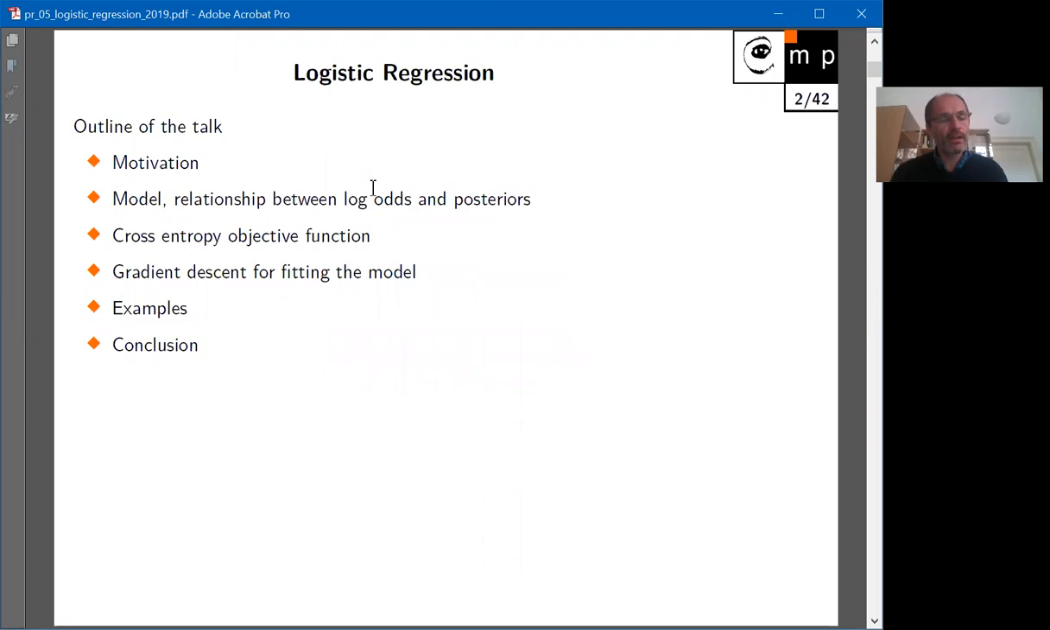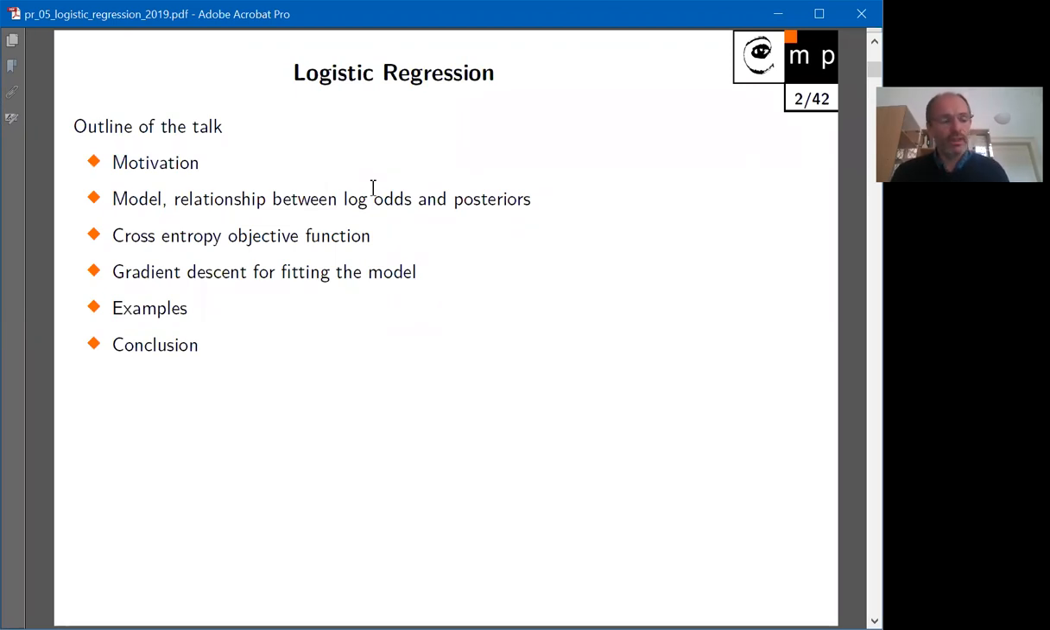So first we'll start with motivation. Why, what are the assumptions, how logistic regression started, why the model that it's adopted is useful. And then we'll explain the training procedure.